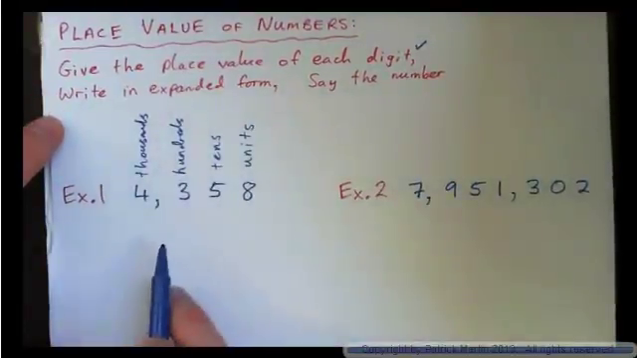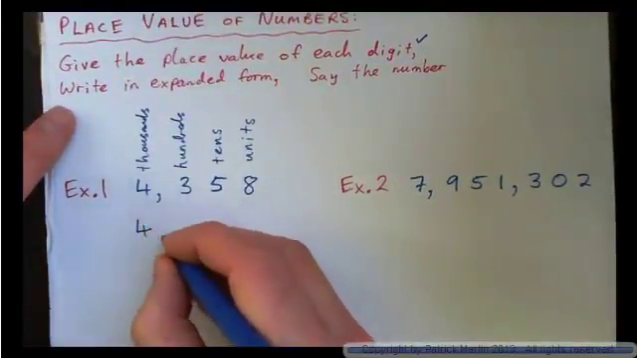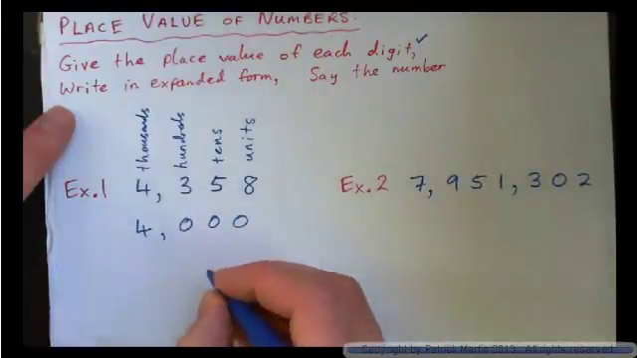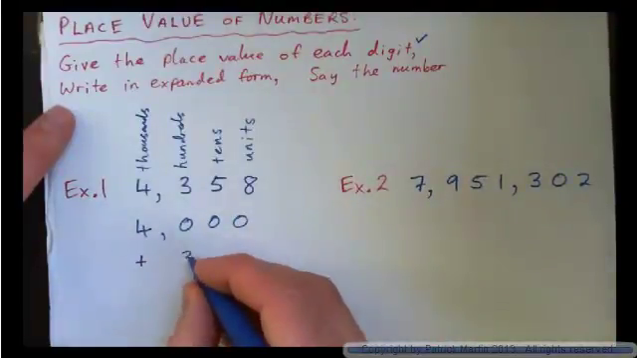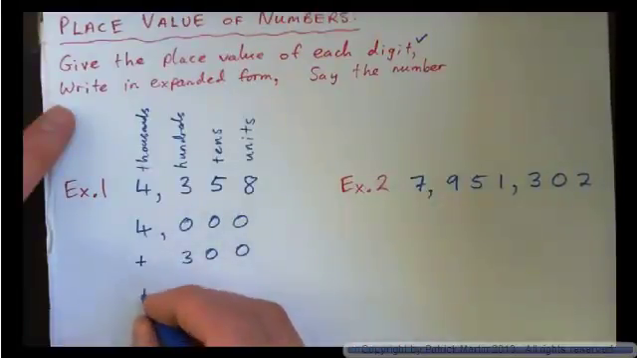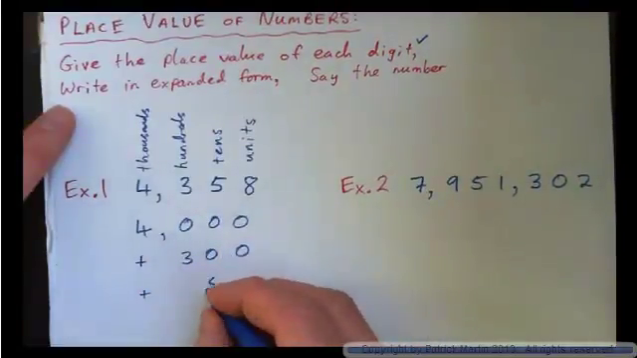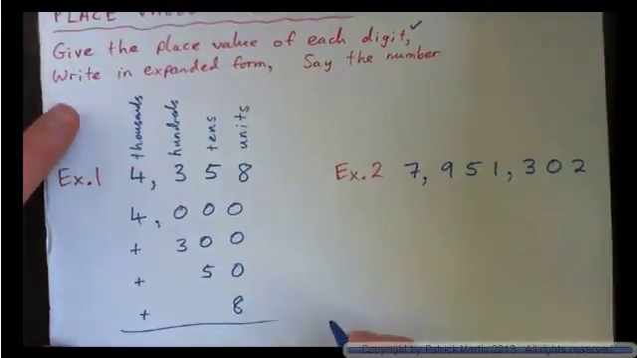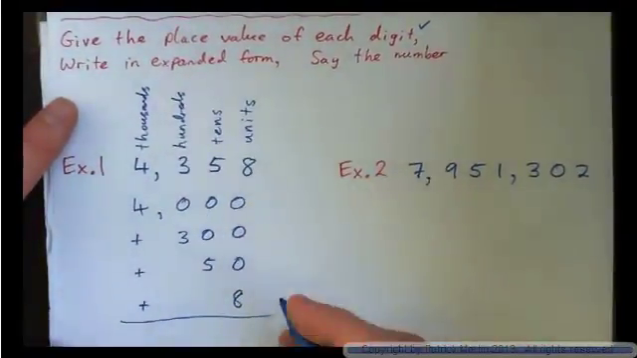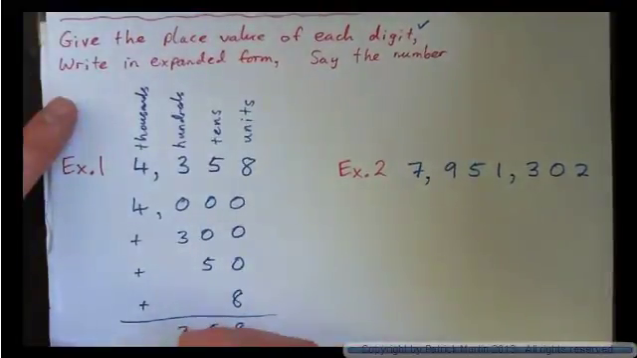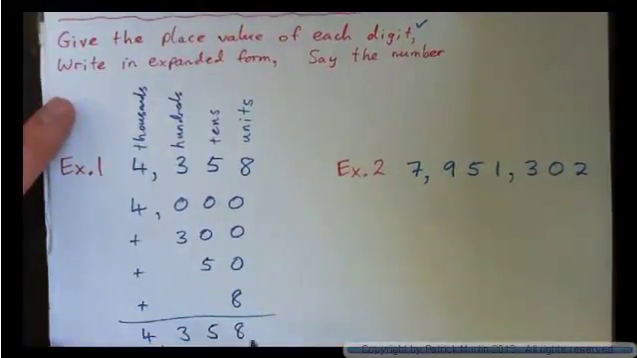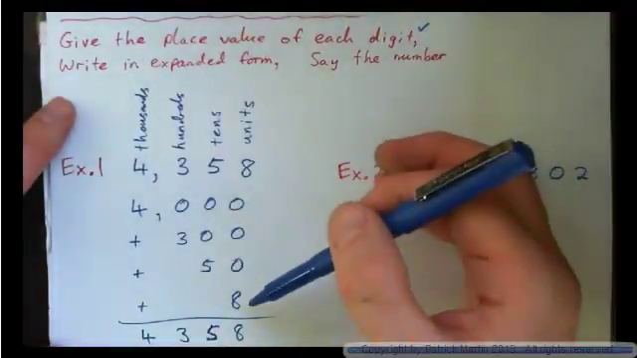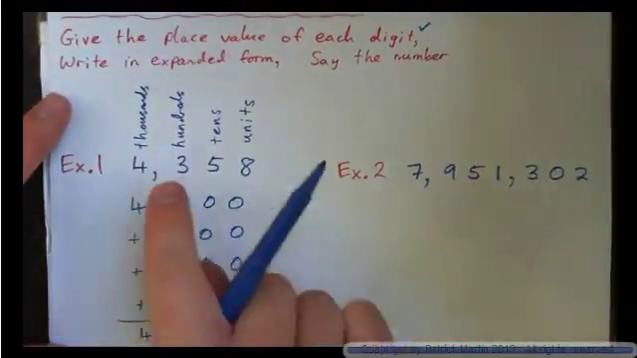Now we're going to write an expanded form. An expanded form that is 4,000, plus 300, plus 50 plus 8. Does that make sense? That'll all add up to 4,358. So 4,300s, 5 tens, and 8 units. And say the number, we did that.